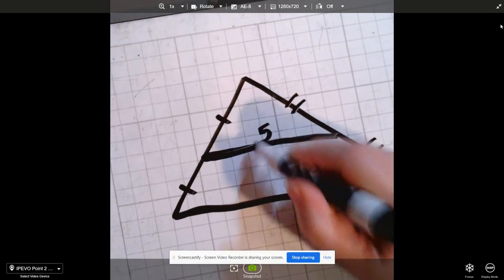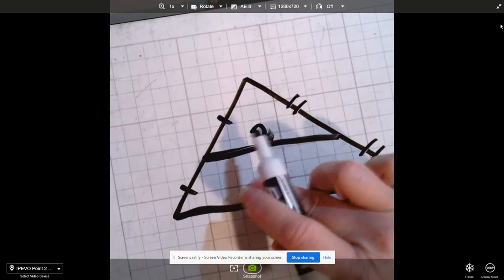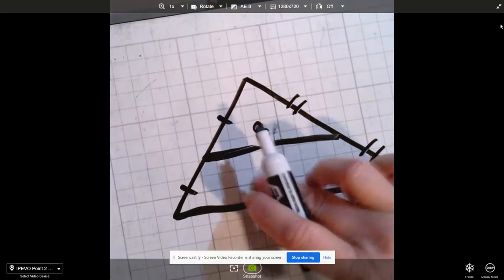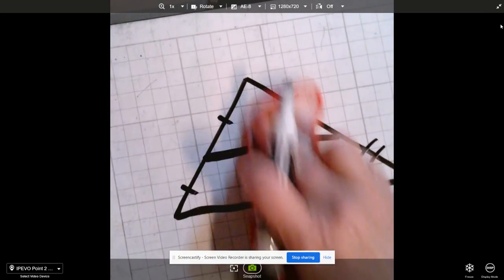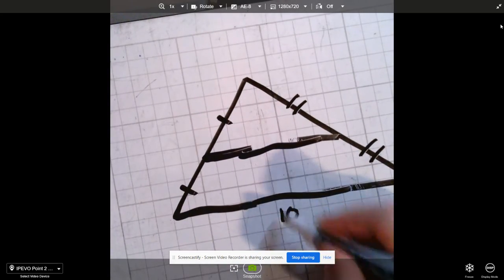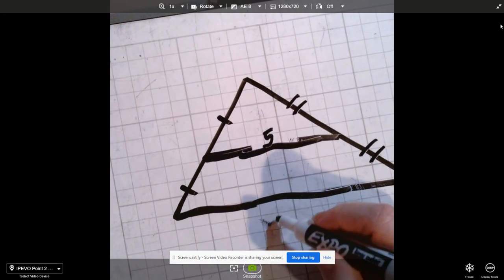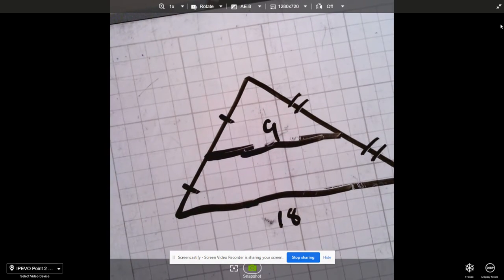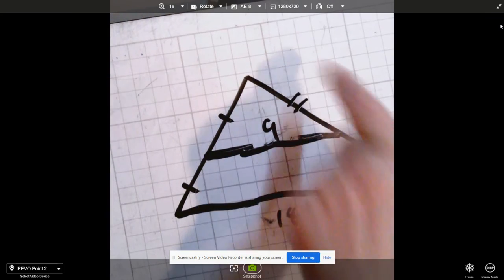So if this was 5, this would be 10. If this was 2, this would be 4. If this was 8, this one would be 16. Now you can go the other way as well. If I know the longer side, if I knew this side was 10, I know the shorter one would be 5. It would have to be half of it. If this one was 18, I know this one would be 9, and so on and so forth. But please remember, this is only true if these two are congruent and these two are congruent.